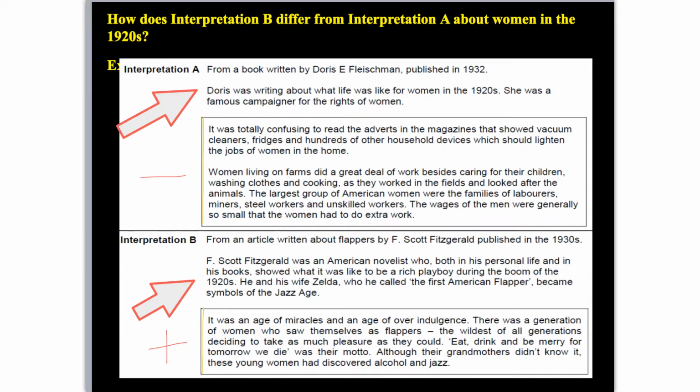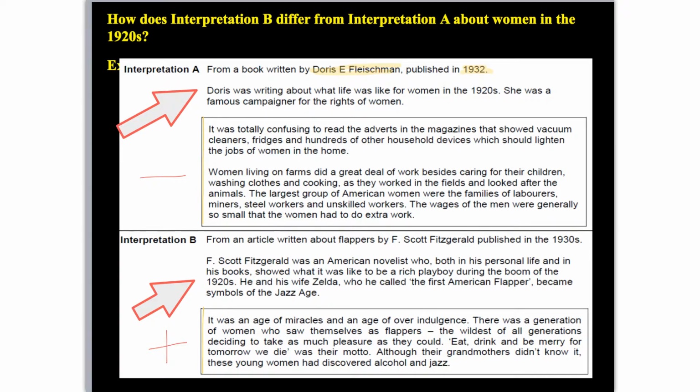So the important thing to do then is to look for the clues within the attribution, to think about that. If we look at interpretation A to start off with, you can see it's a book written by Doris Fleischmann. I've already mentioned her name several times. Published in 1932, so that's quite important. It's not published in the 1920s, it's published a couple of years into the 1930s, and you have to think to yourself, why is that year significant?